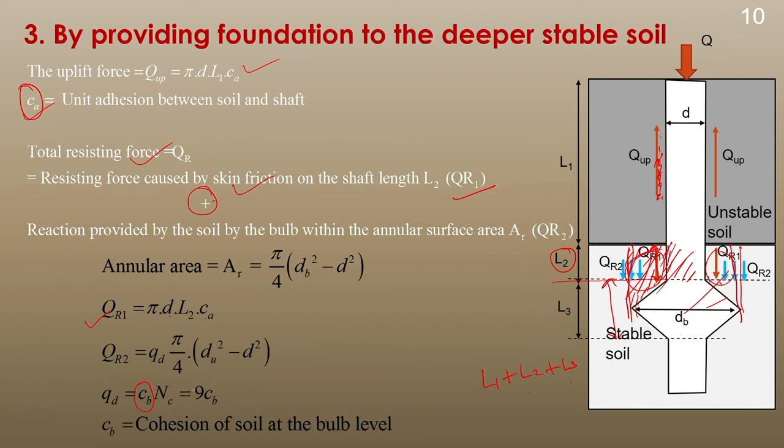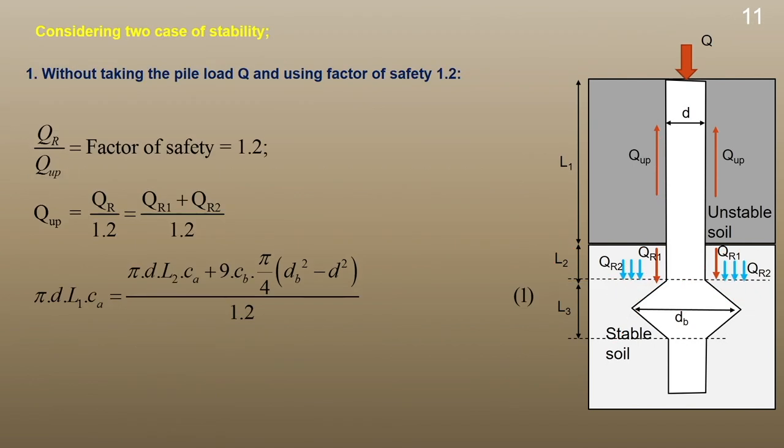Let us assume this CB is equal to 9, where CB is the cohesion of the soil at the bulb level. So the cohesion of the soil at this level is the CB. Once we know this CB value, L1, L2 and d, we can find out the total uplifting force and the total resisting force, and then we can calculate the stability of the pile.